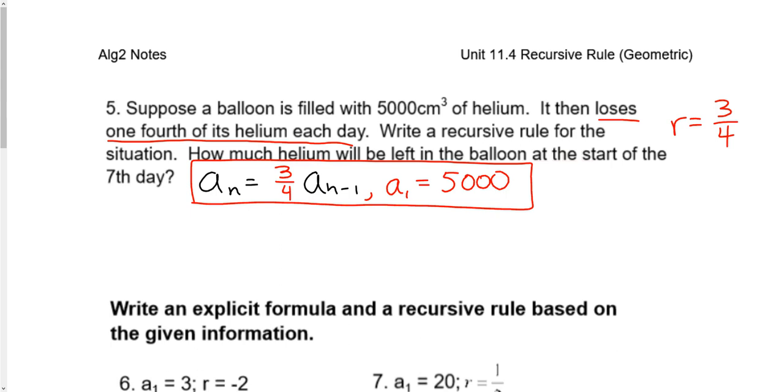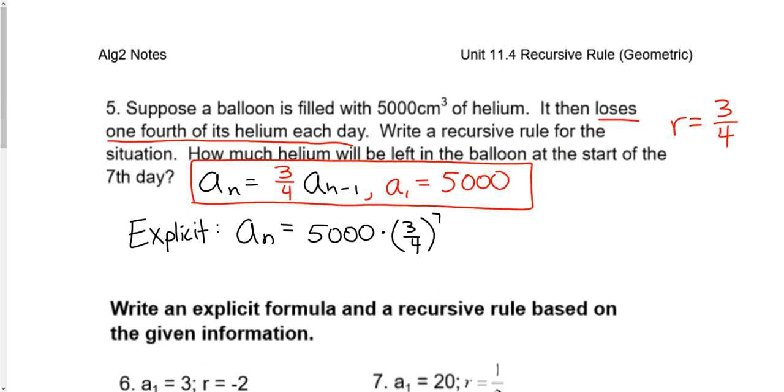Now, reminder, here's how you come up with the explicit formula. You just plug in your values into this geometric formula right here. And then you can plug in 7. So using the explicit formula, we have a sub n, and I'm going to put that right here, explicit. A sub n equals the first term is 5,000, multiplied by the rate. We know the rate is 3/4. And then we always do n minus 1. So if they want the 7th day, we put 7 minus 1 up here, and then that can all be done in the calculator.